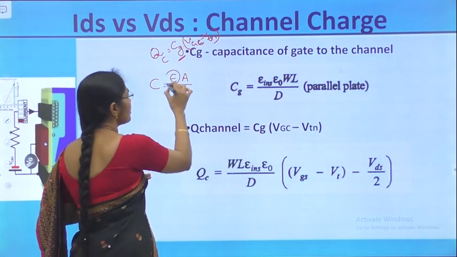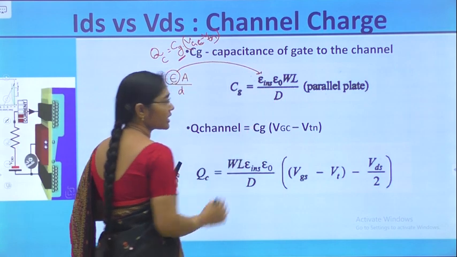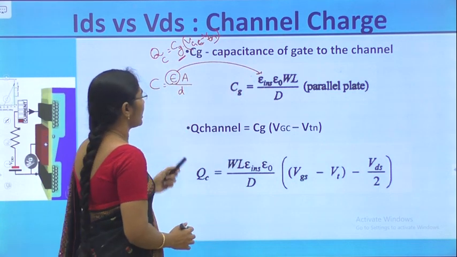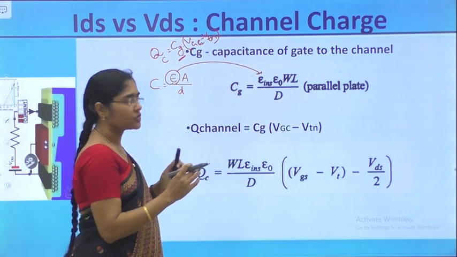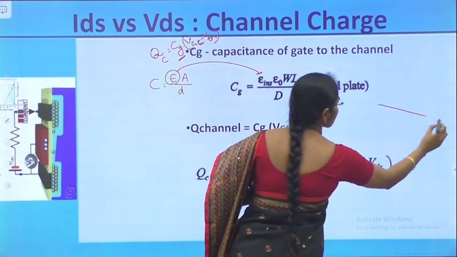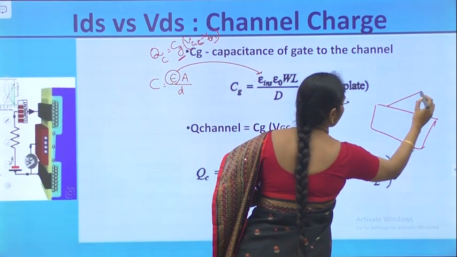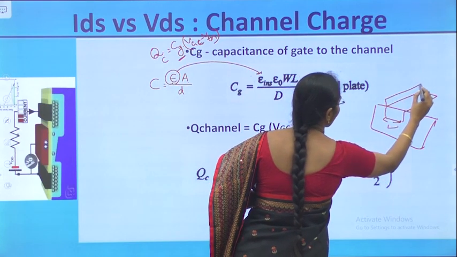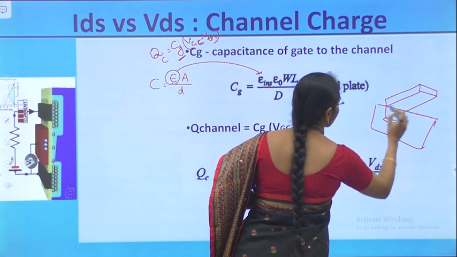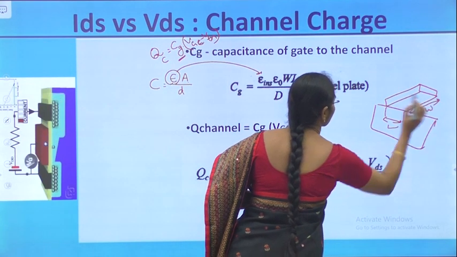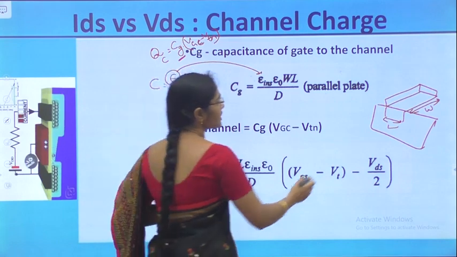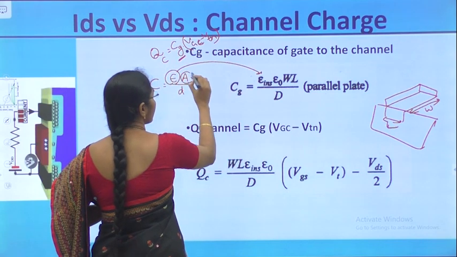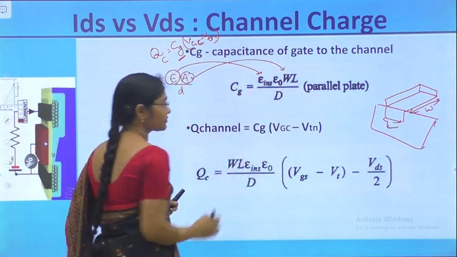Here this epsilon we write as epsilon insulator, that is the relative permittivity times the free space permittivity epsilon naught, and then the area of the gate. What is the area of the gate? In the initial structure we have seen the gate has length L and width W. So the area of the gate is L into W, that is A is W into L.